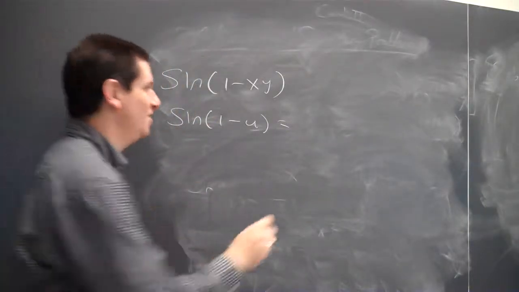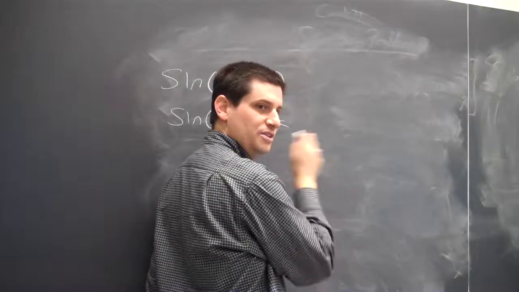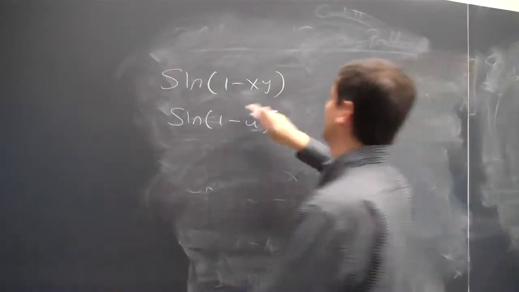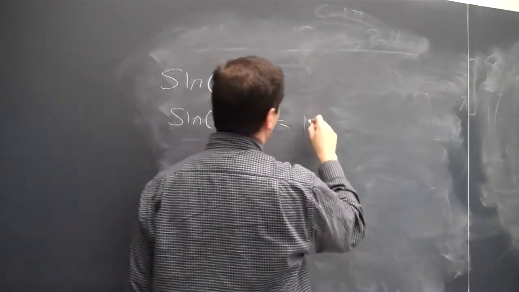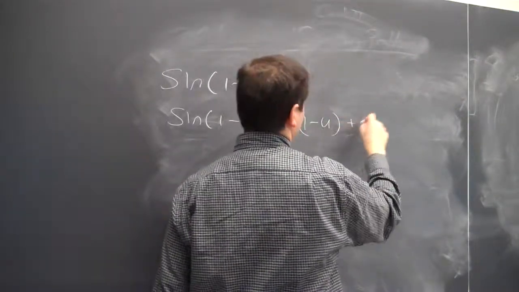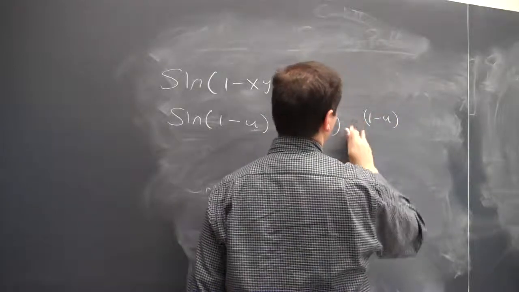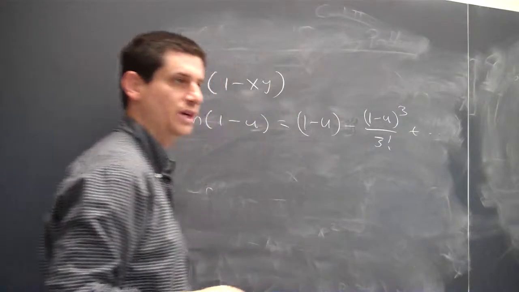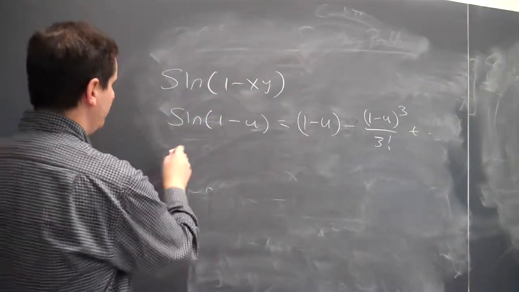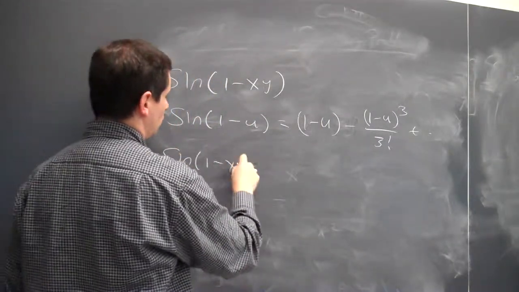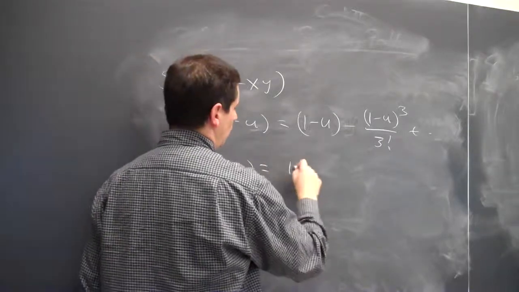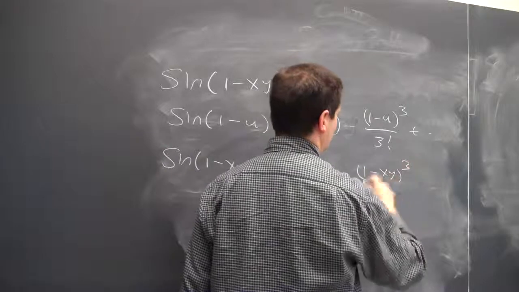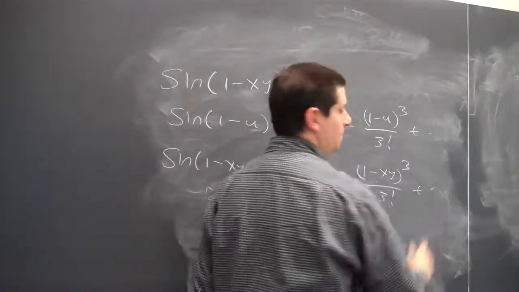1 minus u. Not 1. The quantity. Oh, sorry, I gave you 1 minus u. Right. So that would be (1 minus u) minus (1 minus u) cubed over 3 factorial. So you can just do it like that. So if I give you the sine of 1 minus xy, this would be (1 minus xy) minus (1 minus xy) cubed over 3 factorial.